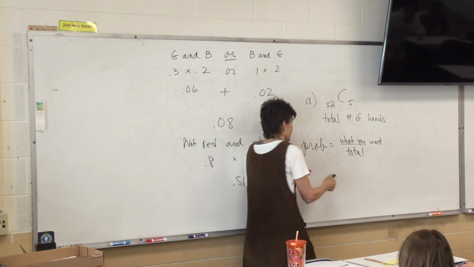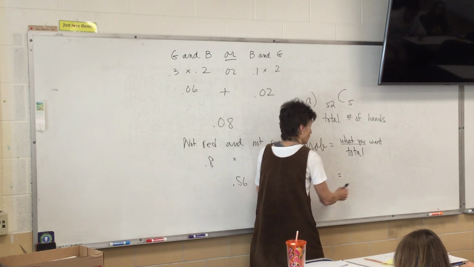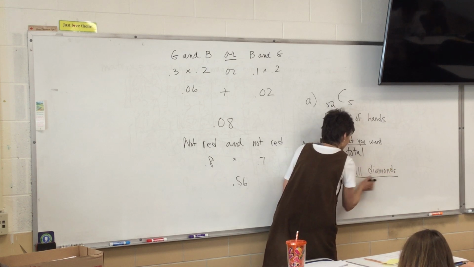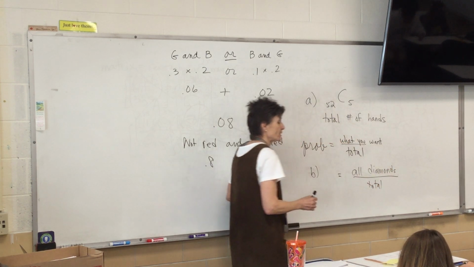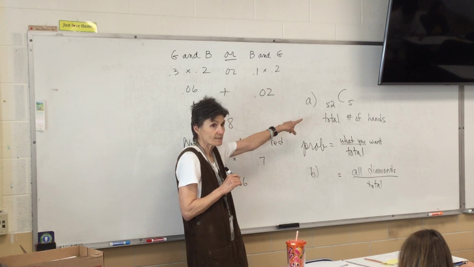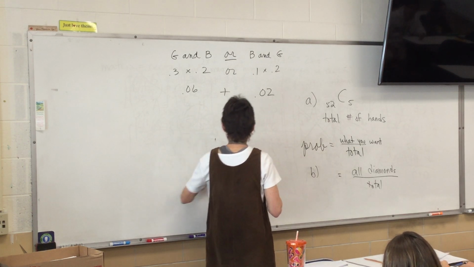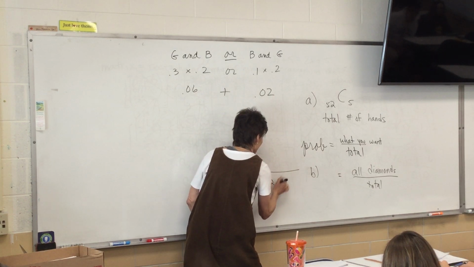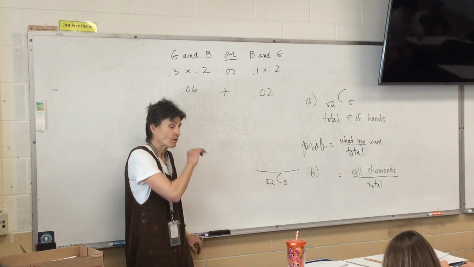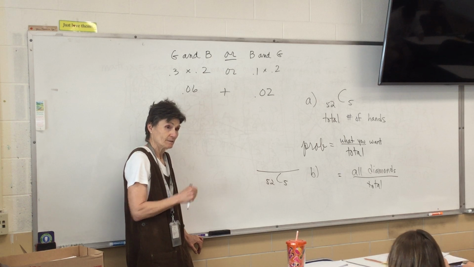So our letter B answer is going to be the number of ways we can get all diamonds over the total. Well, guys, you already know what the total is. How many total hands are there? 52C5. That's the denominator. In fact, that will be the denominator of every card problem that involves a 5-card hand. That's the total.